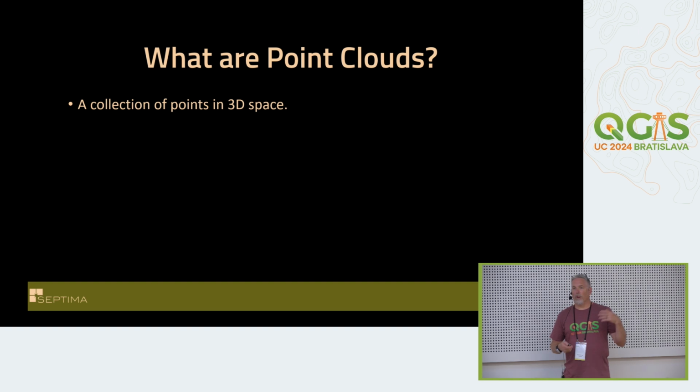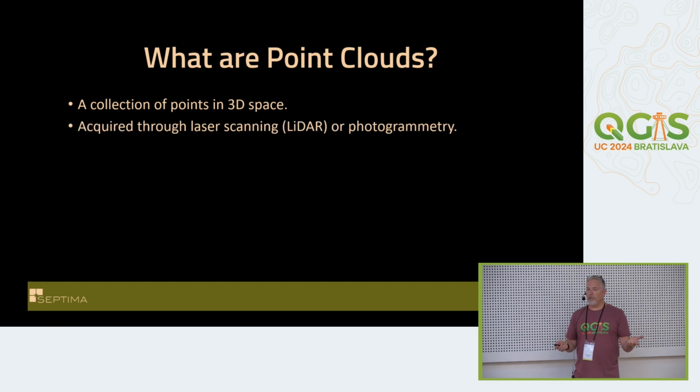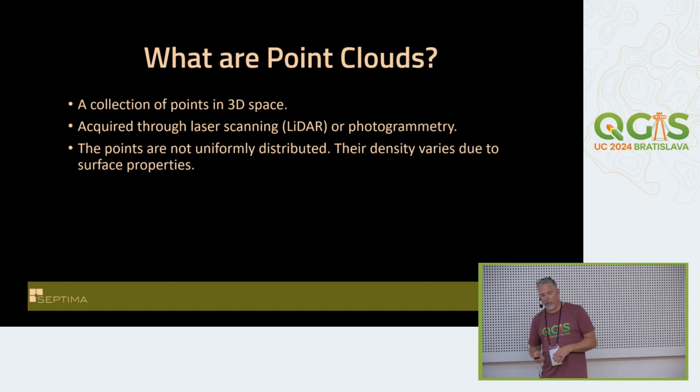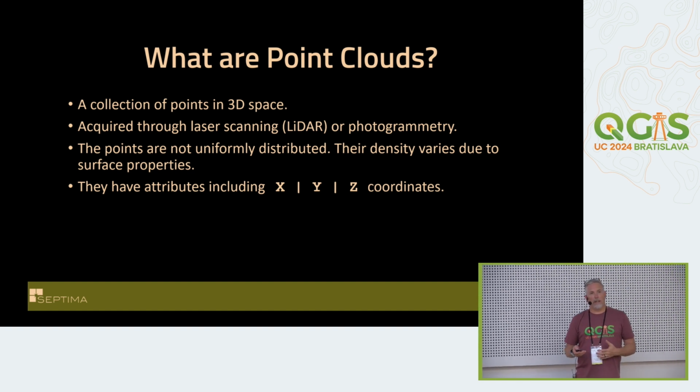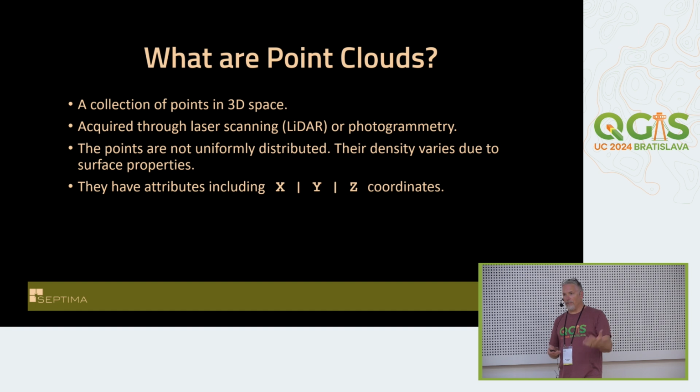Okay, so what are point clouds? They're obviously a collection of points in 3D space. Typically, they're acquired through some kind of laser scanning, LiDAR, or photogrammetry. And the points are not uniformly distributed, and so their density varies depending on the surface properties of what they interact with. And they have attributes, including things like X, Y, and Z, density, a classification.